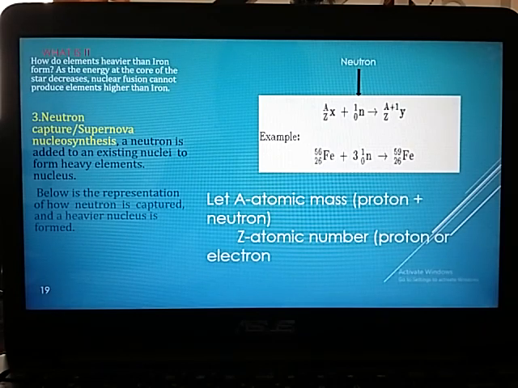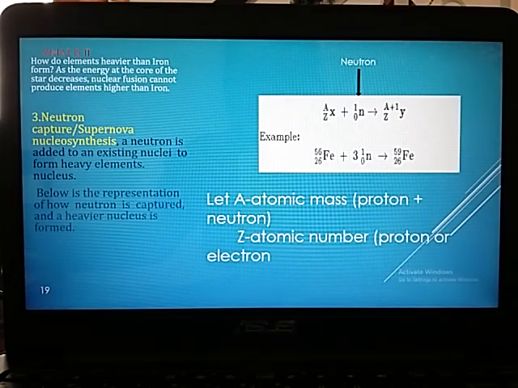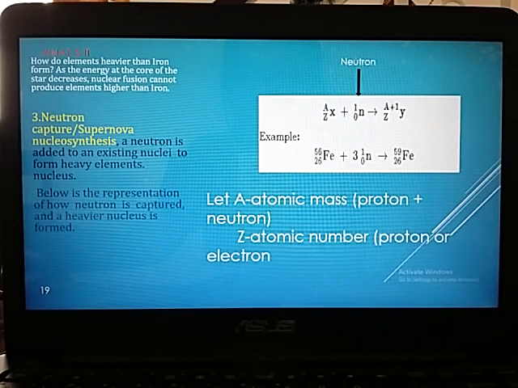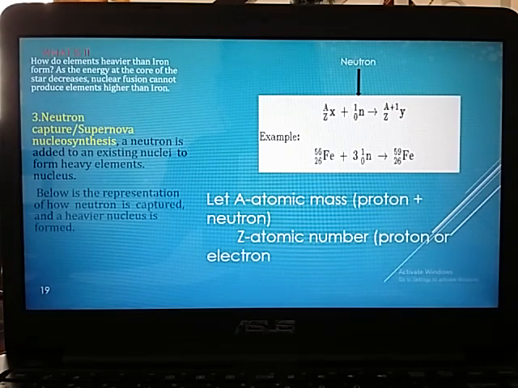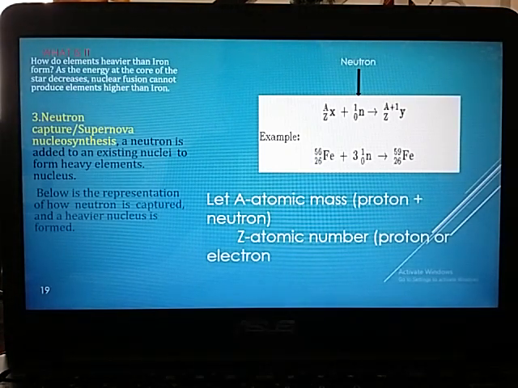As the energy at the core of the star decreases, nuclear fusion cannot produce elements higher than iron. So, anong nangyayari? There is a neutron capture or the supernova nucleosynthesis. Ano ang ginagawa dito? The supernova. A neutron is added to an existing nuclei. Palang lalagyan mo ng neutron. Saan mo ba hanapin yung neutron? It is found in the universe itself, in the atmosphere. A neutron is added to an existing nuclei to form heavy elements, nucleus.